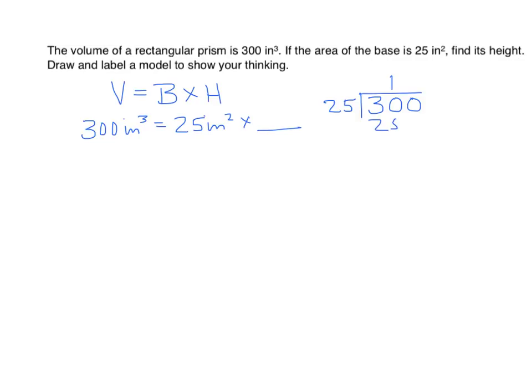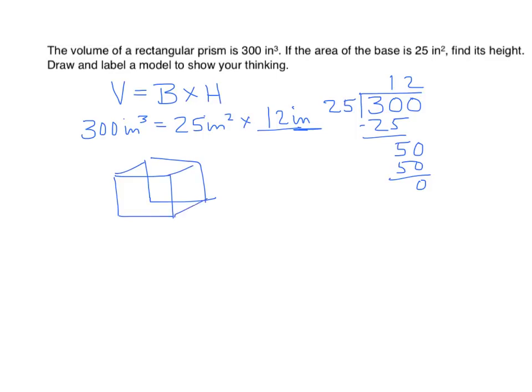It goes in once. I subtract. I get a 5. Bring down the 0. It goes in twice. 50 minus 50 is 0. So we know that we have 12 inches. And that's just plain inches, because it's one dimension. It's the height. Now we need to draw a picture. Connect them. We find the base. We know that's 25 inches squared. We want to find our height. And that is 12 inches. So we have our model that's labeled, and we have our mathematics.